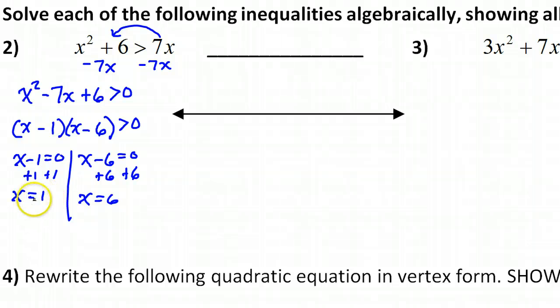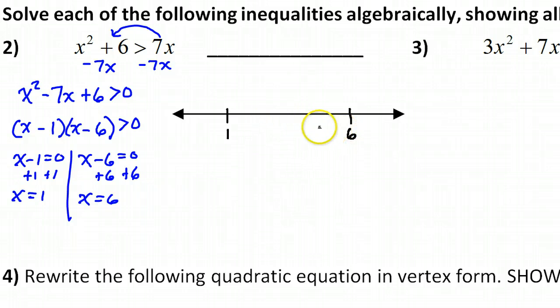So, we will put those two marks on the graph here. Let's say that 1 is right here, and let's say that 6 is right here. Those are really the only two numbers I need to see on the number line.